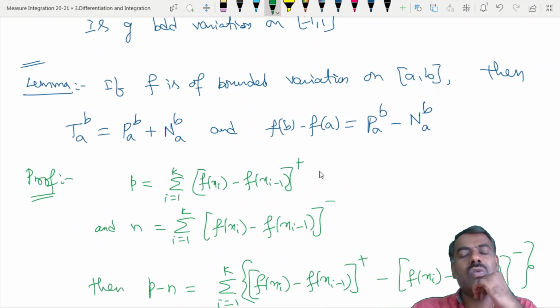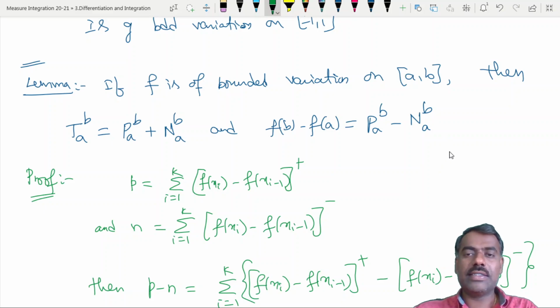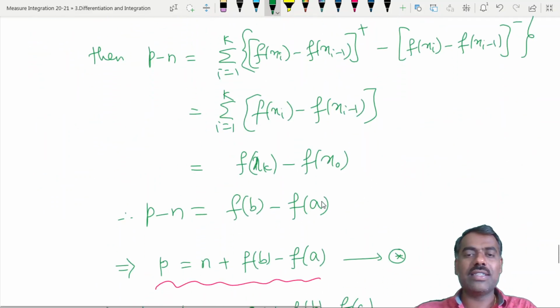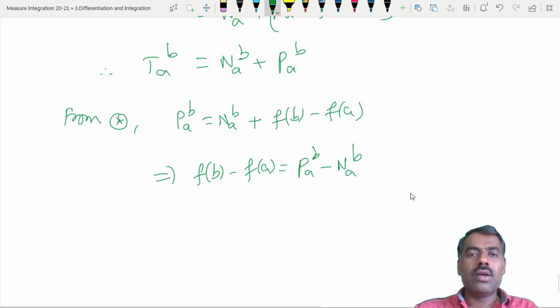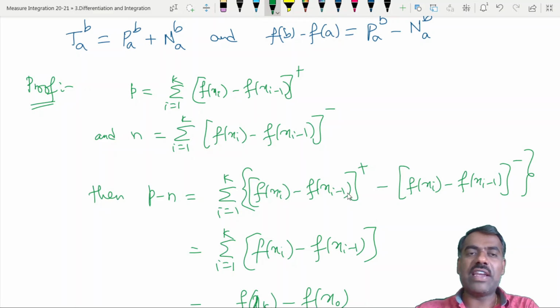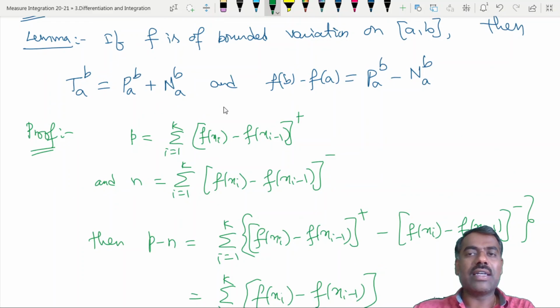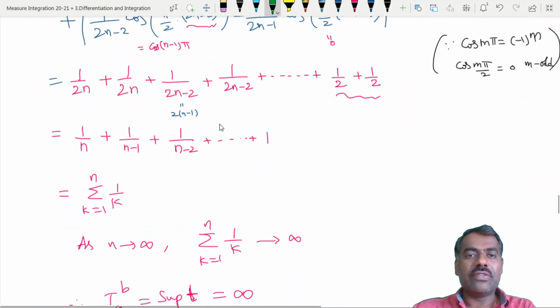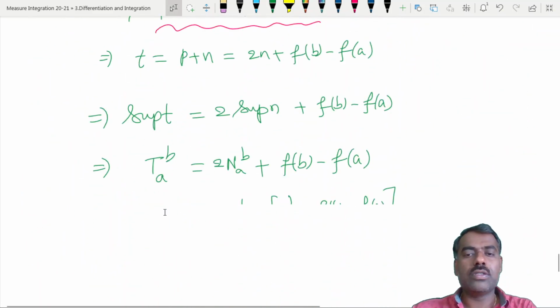Now tell me where we have used the fact that f is of bounded variation. Where have we used the fact that f is of bounded variation? Because f is of bounded variation, your T_ab is a finite value. Therefore, this T_ab is P_ab plus N_ab, right? Or from here, this P_ab and N_ab. So you can check that.